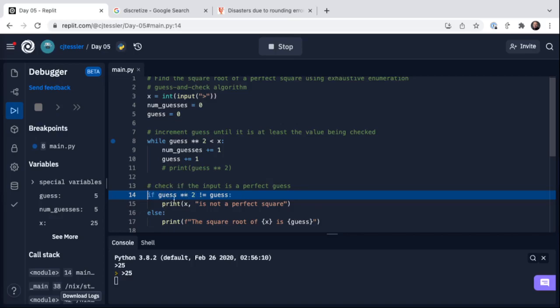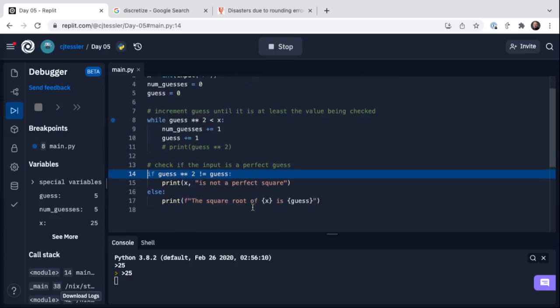Notice how I got stuck and I just started stepping through this one line at a time. It's going to happen to everyone. Hopefully it doesn't happen to you in front of a class, but you can see it happens. I've understood this is the line that's wrong. Does anyone know what this line should be? Guess squared, and it should be not equal to the number we're checking, x.